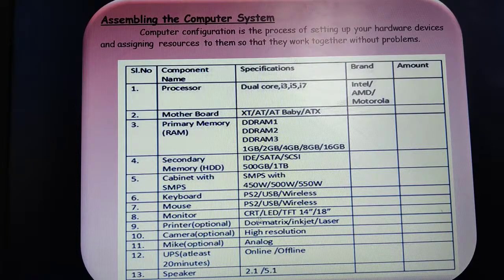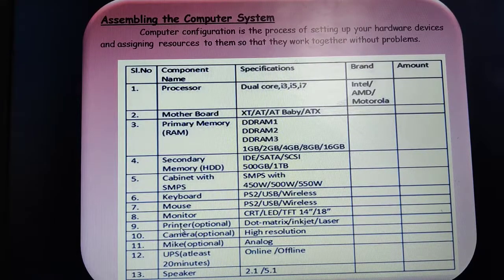Then the monitor. We have CRT, that is cathode ray tube. This we have studied in first PUC. Then LED, that is light emitting diode, or we have the TFT monitors, thin film transistor liquid crystal display. Usually your monitor may come in 14 inches or 18 inches.